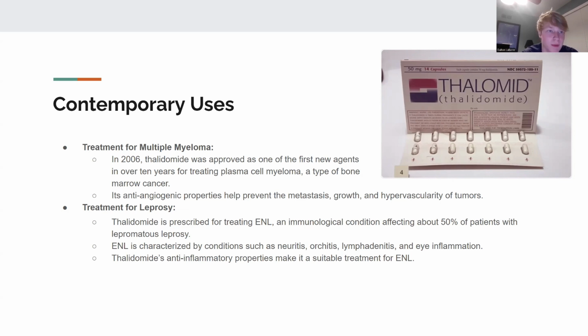And then there's the treatment of leprosy, as discussed earlier. Thalidomide is prescribed for treating ENL, which is an immunological condition affecting 50% of patients with lepromatous leprosy. ENL is characterized by conditions such as neuritis, orchitis, lymphadenitis and eye inflammation, all of those, as seen through the itis ending, are types of inflammation, which thalidomide, as stated earlier, is good at dealing with due to its anti-inflammatory effects.